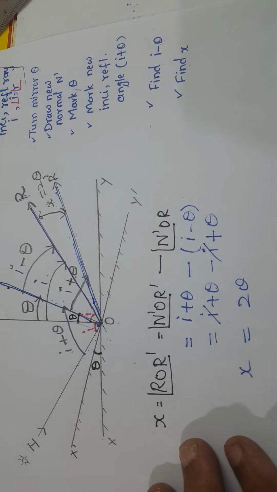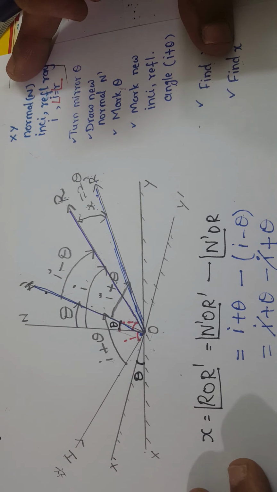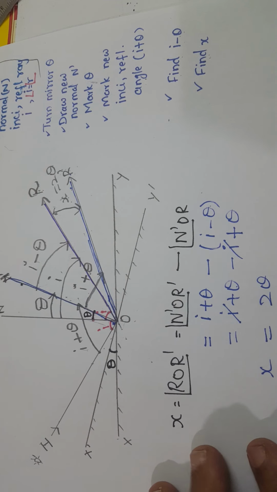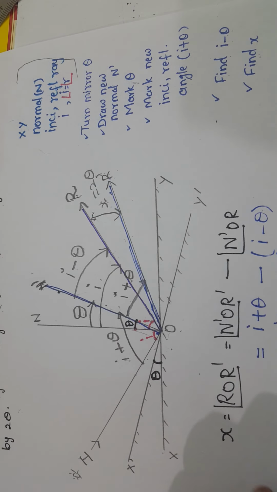This is the required proof, right? I hope you understood, children. Just look at the clue, and if you follow this procedure, you will easily get this. You can prove that x is equal to 2 theta, right? Thank you. I hope you understood.